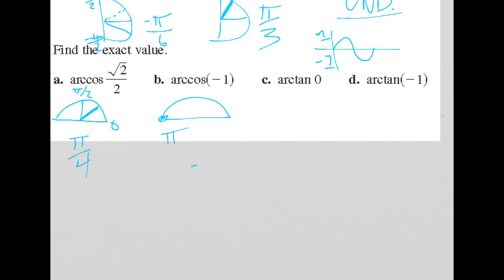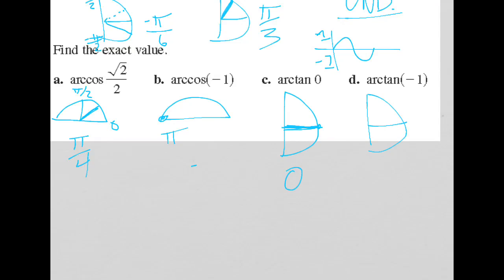Where is the value of tangent 0? Remember, inverse tangent has the same domain as inverse sine. It goes between negative pi over 2 and pi over 2. But where is the tangent 0? Well, remember, tangent is slope. Slope of a horizontal line is 0, and so we just get 0 as our solution.